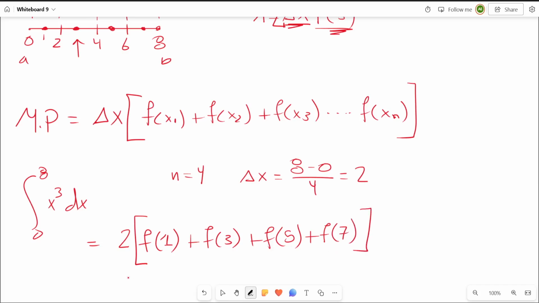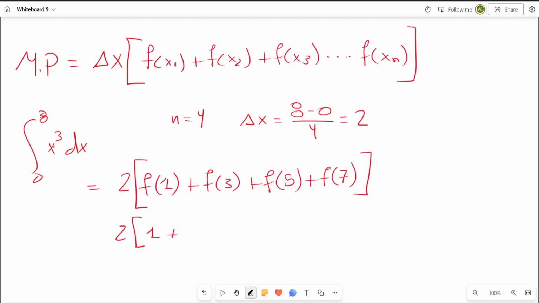So over here, I can say that this is equal to 2 multiplied by, okay, what is f of 1? It's basically the function substituting 1 into x. So it's basically 1 to the power 3, which is 1. Plus, what is f of 3? It's basically 3 to the power 3, which is 27. And then f of 5, which is 5 to the power 3, which is 125, plus f of 7, which is 343. If we put these values in the calculator and then times 2, this is going to give you an answer of 992.